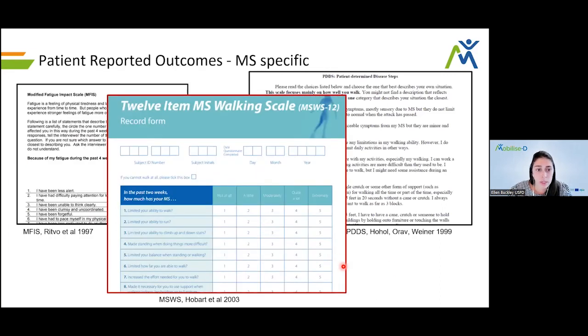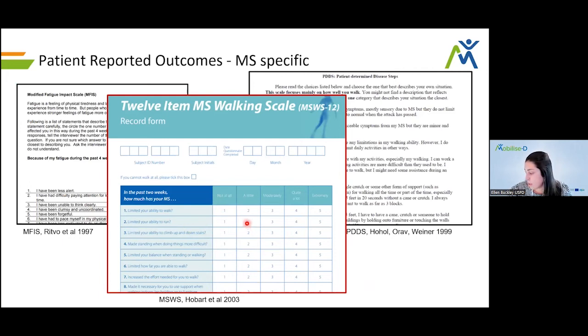The next one we've also added is the MSWS, which is about walking, and there's 12 different items to say how much in the last 2 weeks your MS has limited these different aspects of walking. Often this one about running gets a bit of a chuckle, because some of our patients unfortunately do really struggle with that, and so they haven't run in years.